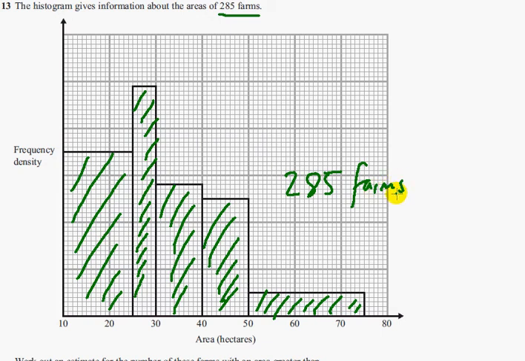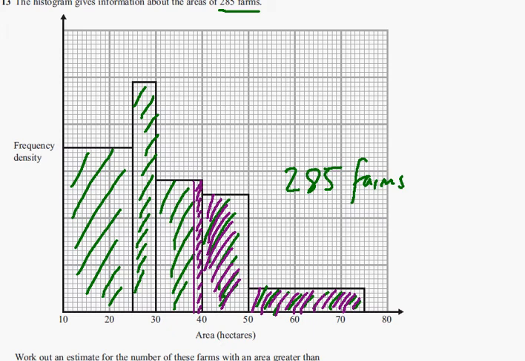Now it asks us to estimate how many farms there are that are greater than 38 hectares, which is here. I'll do that line a little bit thicker. 38 hectares is here. So if we work out the area, well, this purple area which I'm shading in, the 3 bars here, represents all the farms that are greater than 38 hectares, but we don't know how many that is exactly.